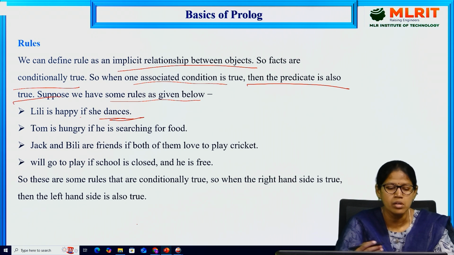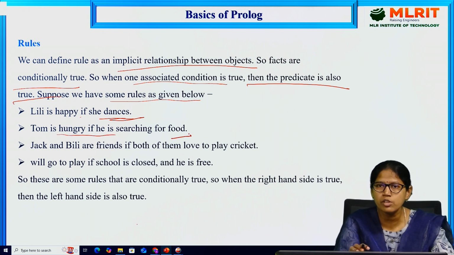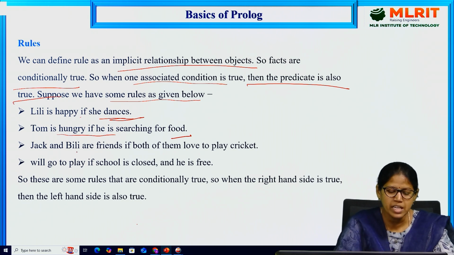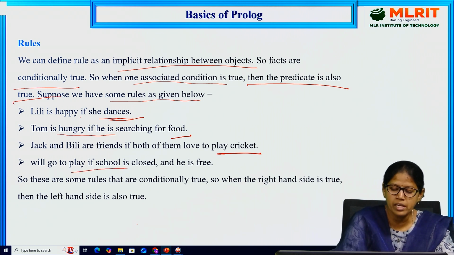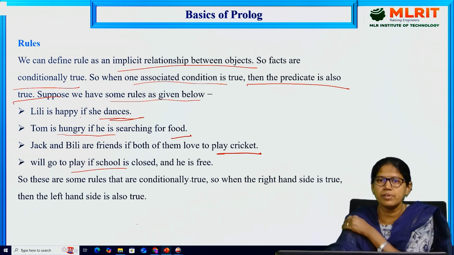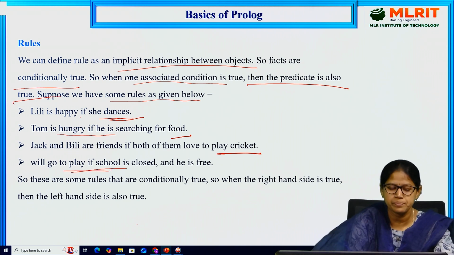Already we have seen how to write the data and how to retrieve it. Next, Tom is hungry if he is searching for food. Whenever Tom is searching for food, then Tom is hungry. Jack and Billy are friends if both of them love to play cricket. If they both love to play cricket, then only they are friends. Next, he will go to play if school is closed and he is free. When he is free and the school is closed, then only he goes to play. So these are some rules that are conditionally true.